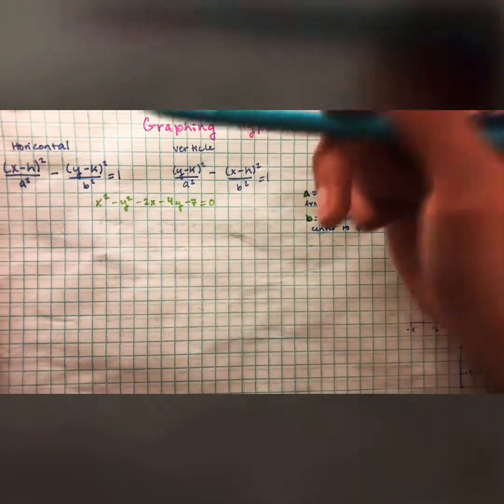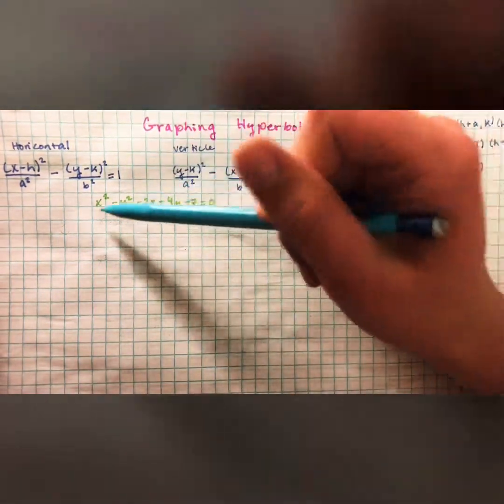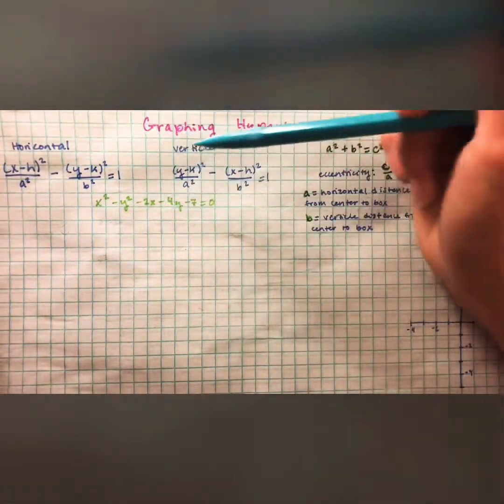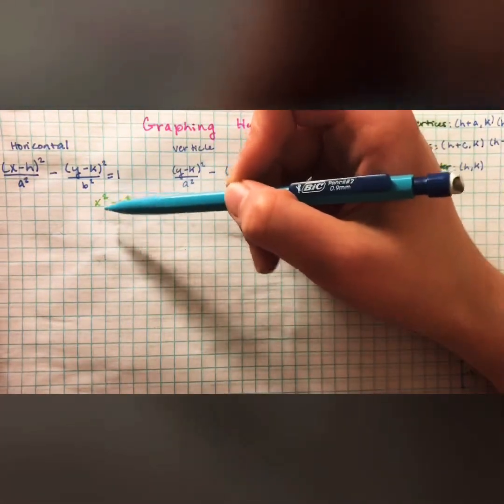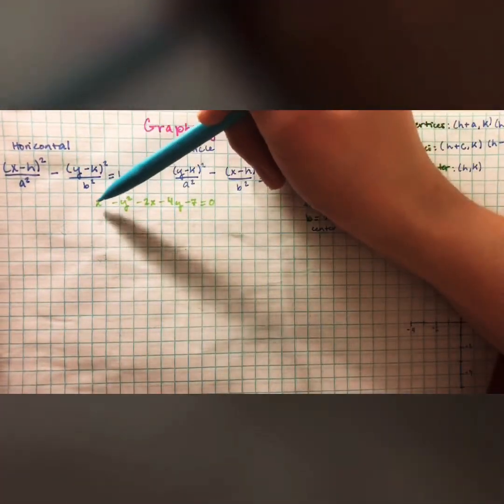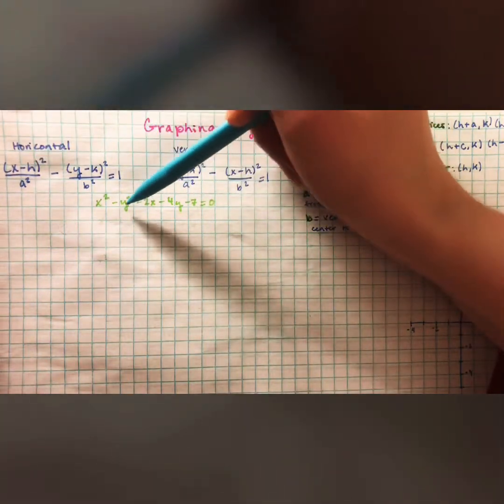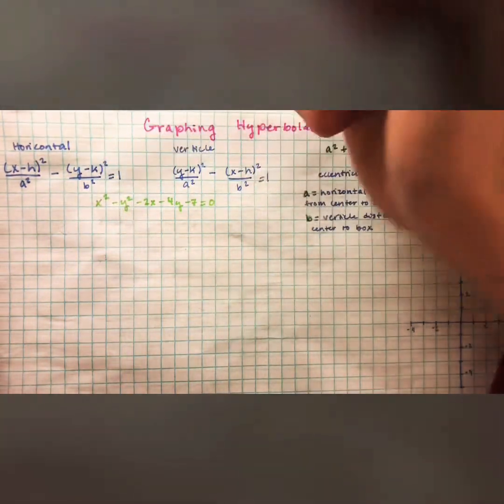Okay, so the first thing that we're going to start with is this formula, and we want to make it into horizontal or vertical. So we have to pick one of these, and we're going to go with horizontal. Why? Well, because we know that x is positive and y is negative, and we already see that set up.